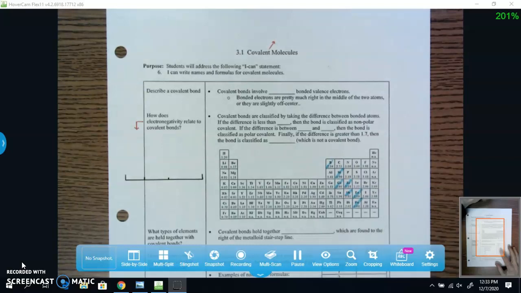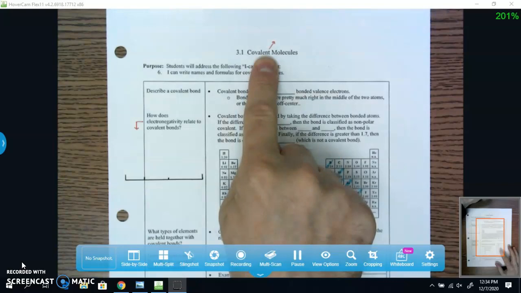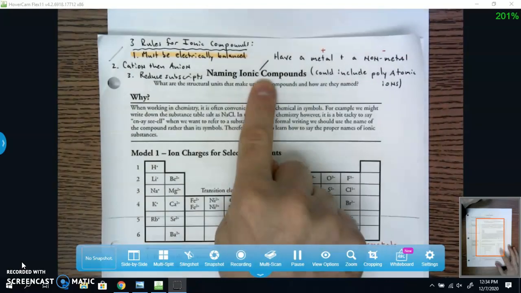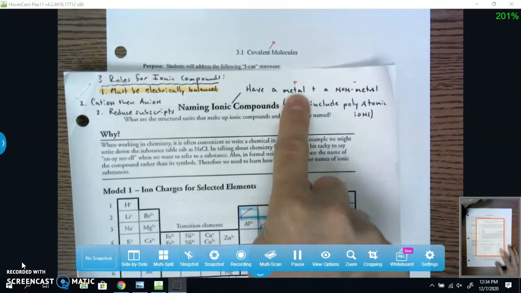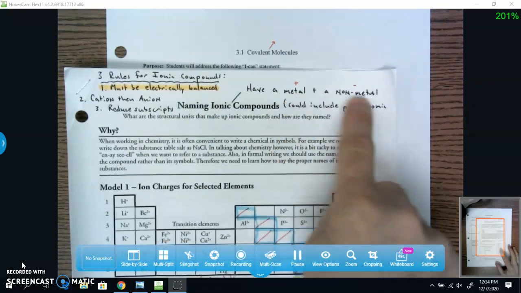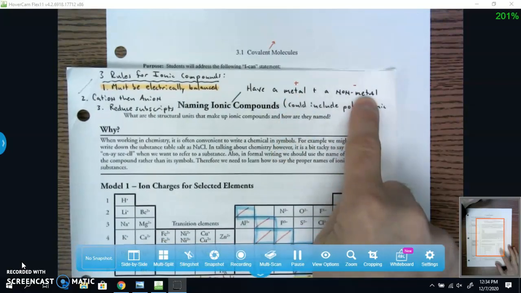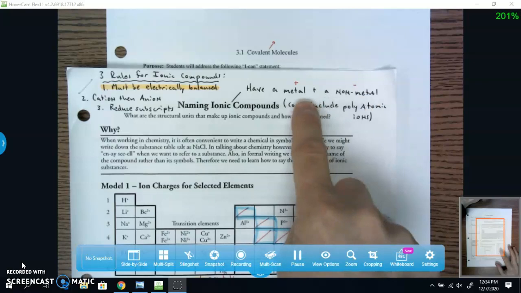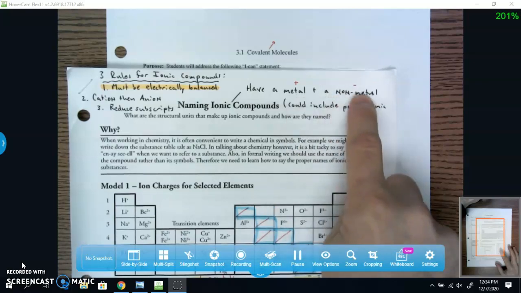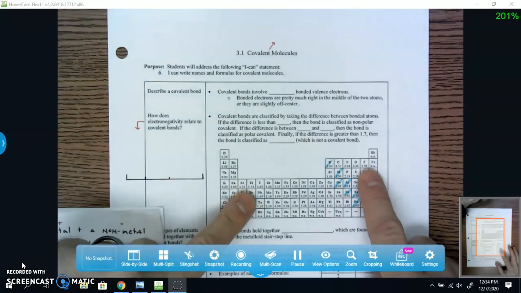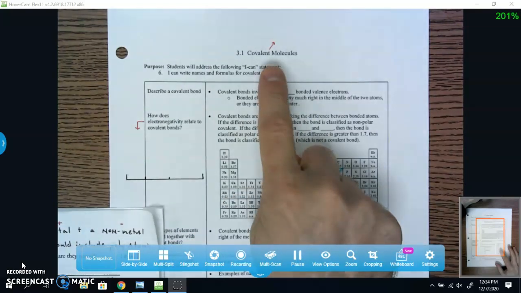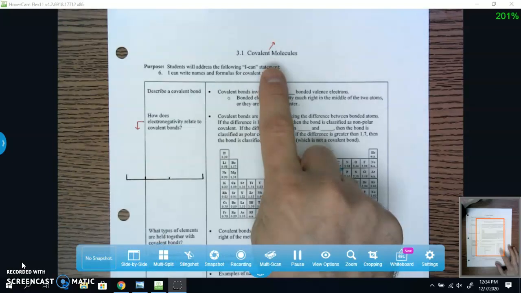The next thing I want to review is that unlike covalent molecules, we already learned that ionic compounds have a cation, which is typically a metal, and an anion, which is typically a nonmetal. So ionic compounds typically have metals and nonmetals, and so they come from distant sides of the periodic table. That's in contrast to covalent molecules, which bond 2 or more nonmetals together.